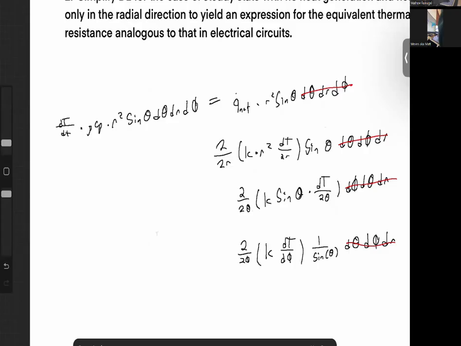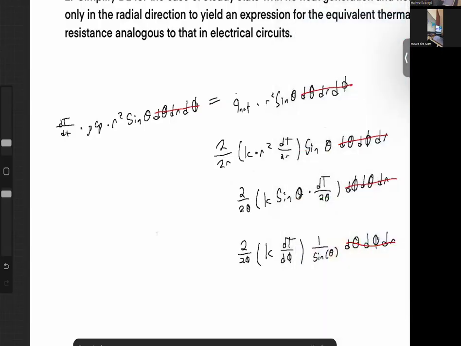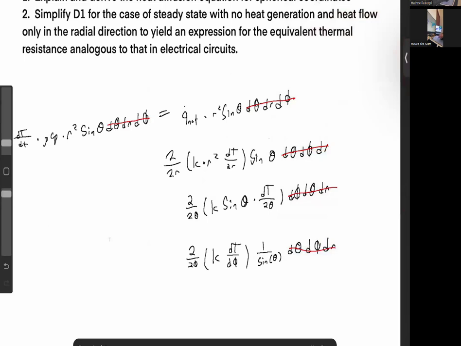And now I'm going to look at what happens if we divide every side by r squared sine theta. So if I divide 1 over r squared sine of theta, it cancels out sine of theta, and we're going to leave the r squared in front just for now, but that simplifies pretty easily.